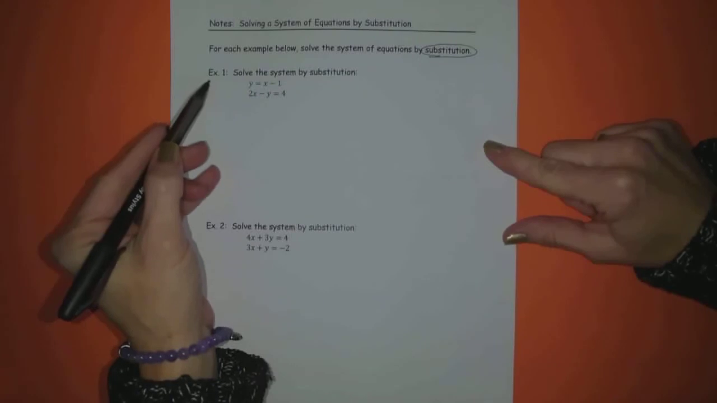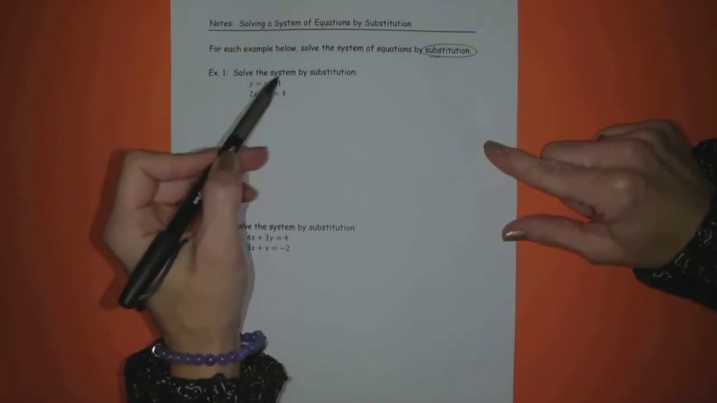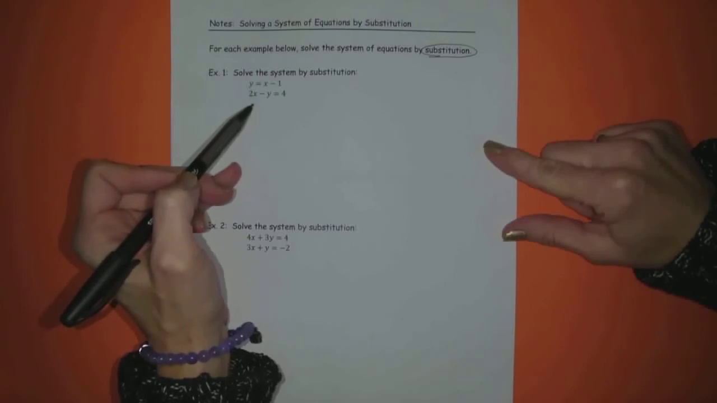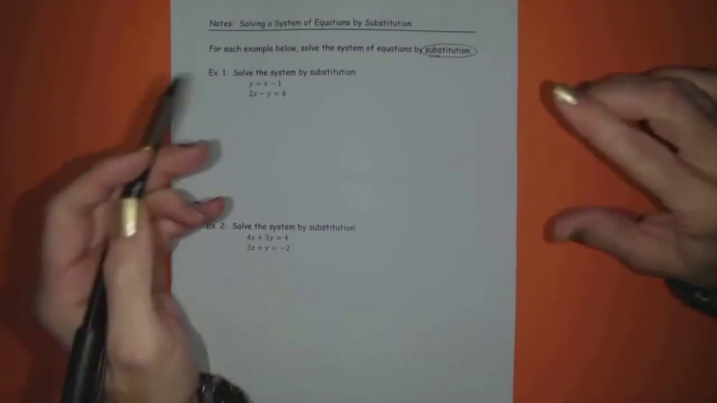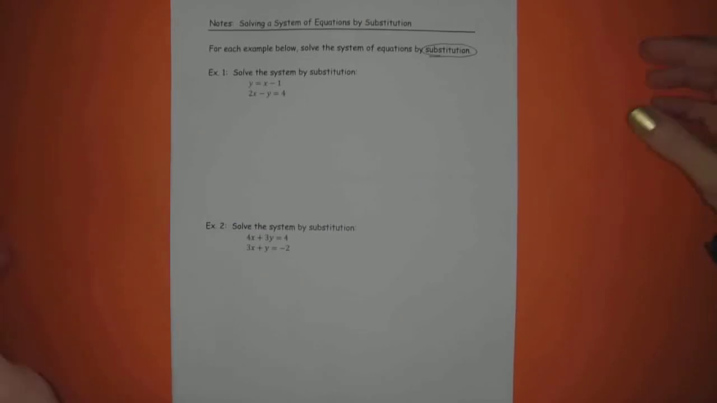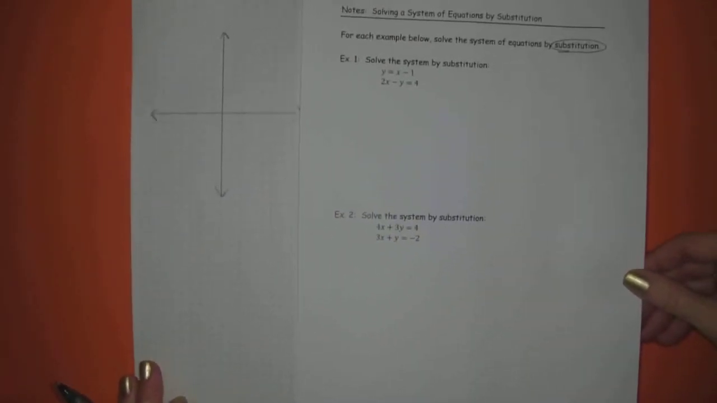So let's take a look at example 1. It says solve the system by substitution. And here are my two equations in the system. Now, you do not have to write this next part down. Just watch and observe. What I did here underneath is I went back to the old way we did it. Remember yesterday we solved systems by graphing?